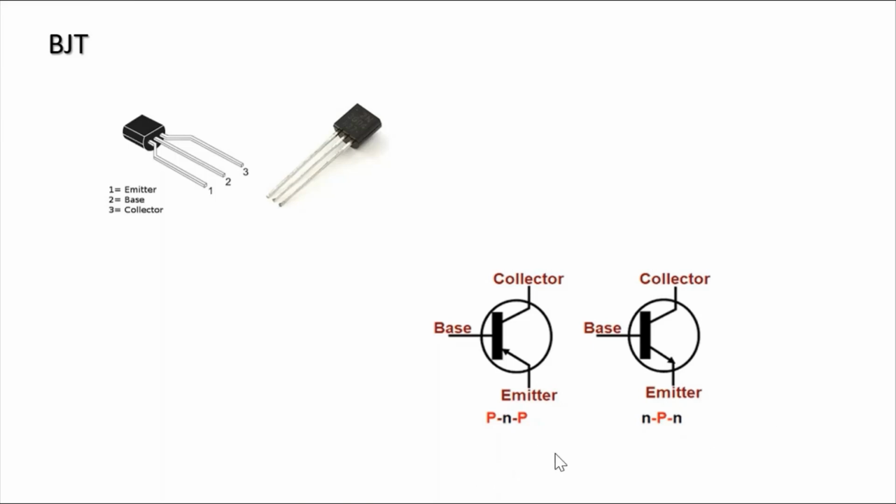A PNP transistor is formed by sandwiching an N-type semiconductor between two P-type semiconductors, and an NPN transistor is formed by sandwiching a P-type semiconductor between two N-type semiconductors. In a PNP transistor, holes are majority charge carriers, and in an NPN transistor, electrons are majority charge carriers. So in a PNP transistor, current flows from emitter to collector, and in an NPN transistor, current flows from collector to emitter.